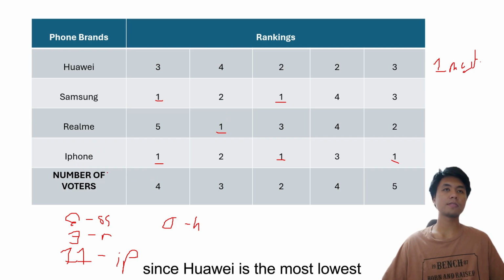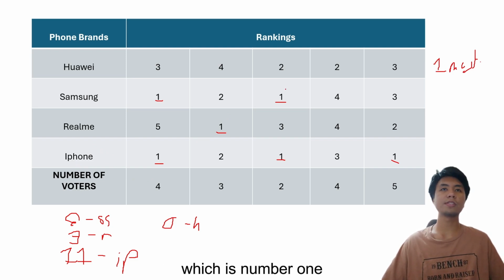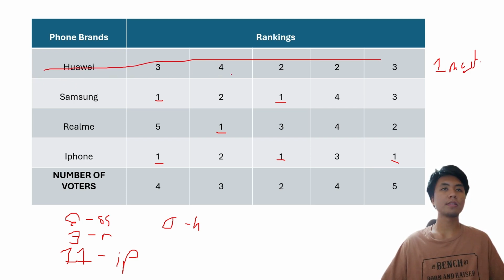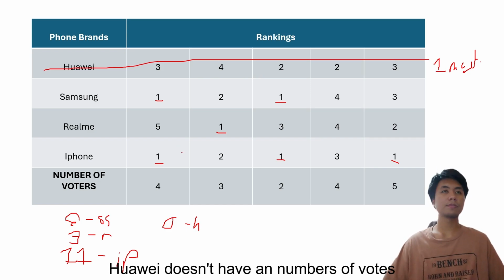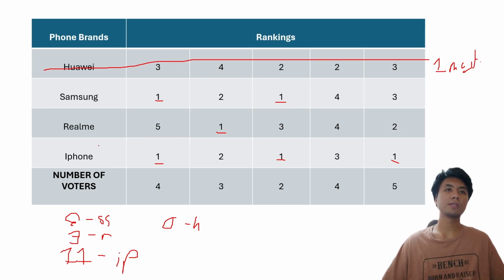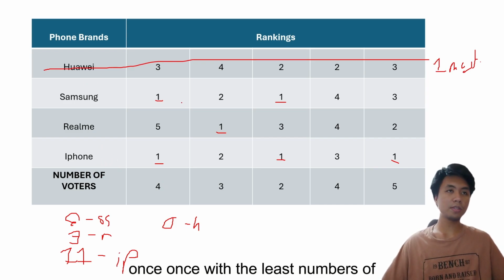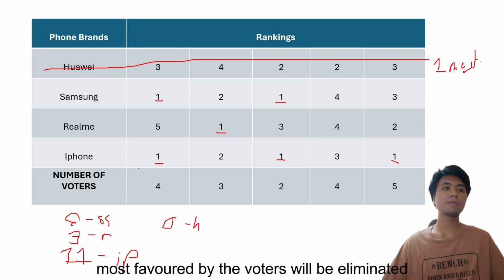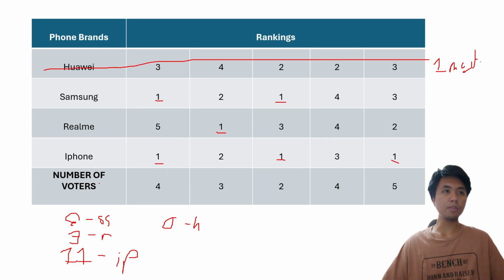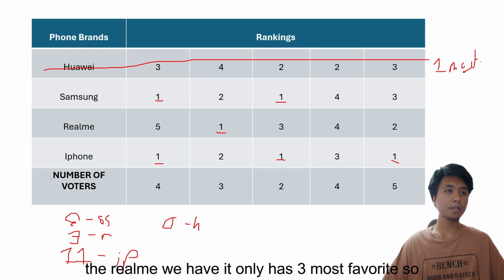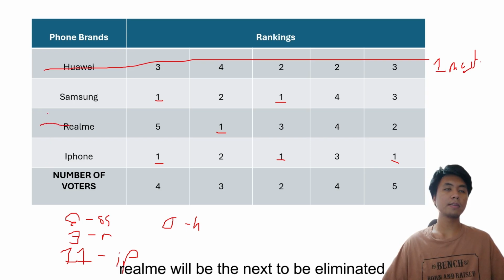Since Huawei is the most lowest numbers of votes in most favored, which is number 1 in rankings, Huawei will be eliminated, since Huawei doesn't have numbers of votes, which is most favored by the voters. It has 0. Once with the least numbers of most favored by the voters will be eliminated. So next with the least favored by the voters will be the Realme. It only has 3 most favored, so Realme will be the next to be eliminated.